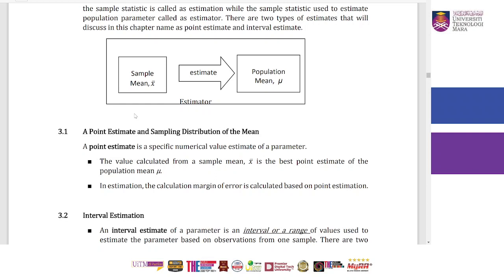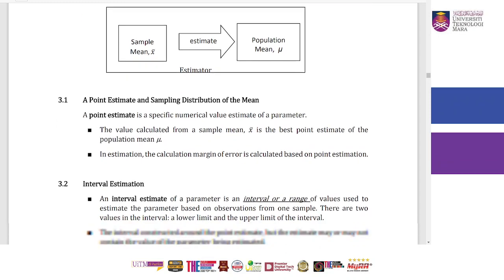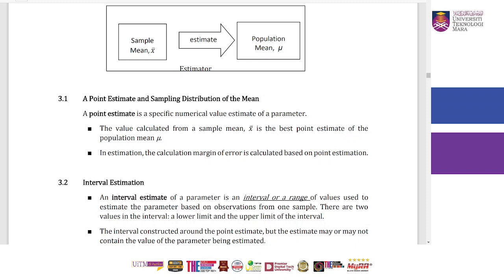So, a point estimate and sample description of the mean. A point estimate is a specific numerical value estimate of a parameter. So, the value calculated from a sample mean, X bar, is the best point estimate of the population mean, mu. So, yang ni kita takkan masuk berkenaan dengan best point estimate tu.